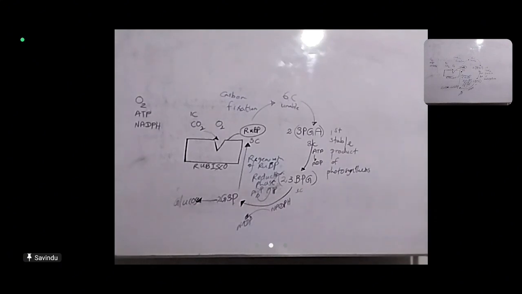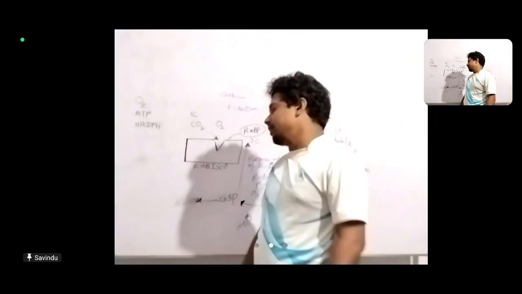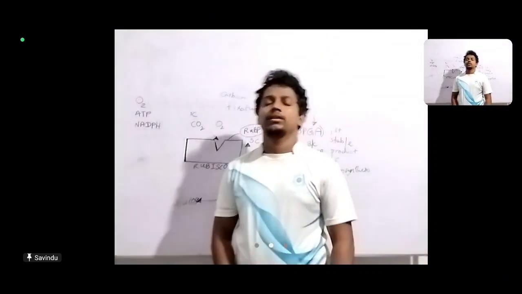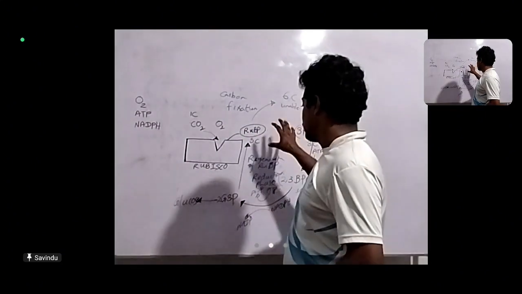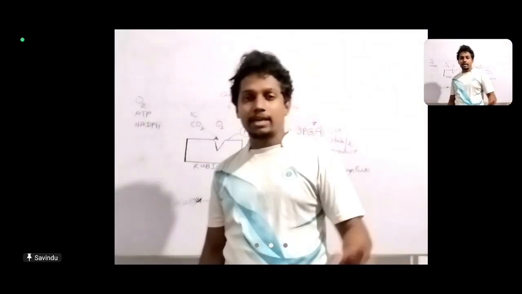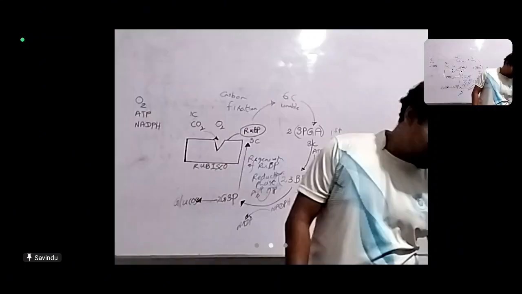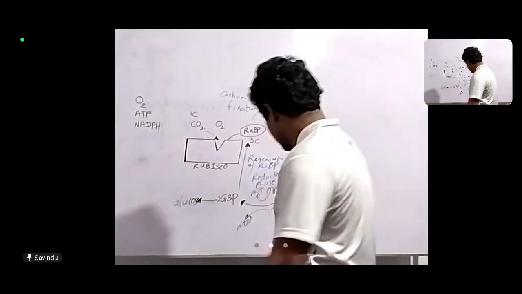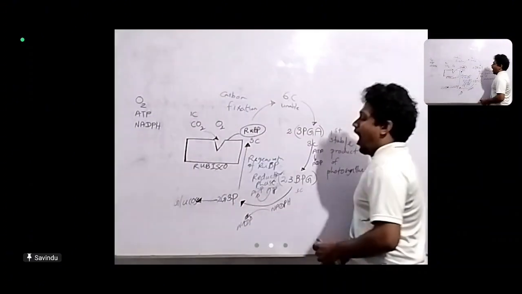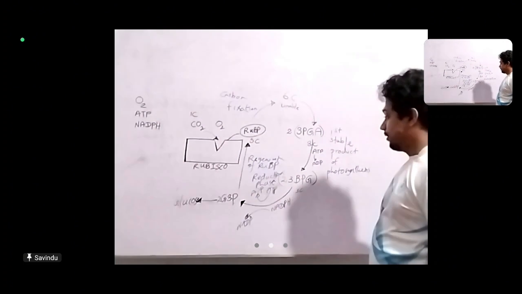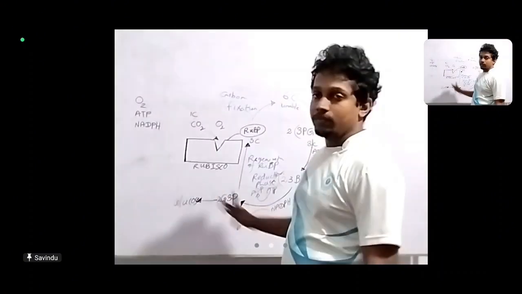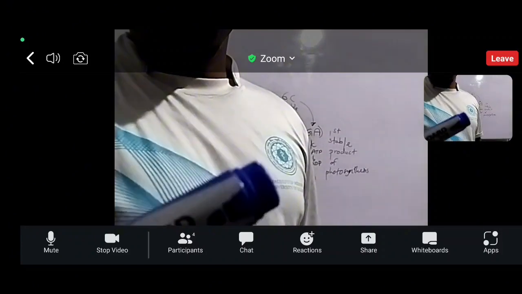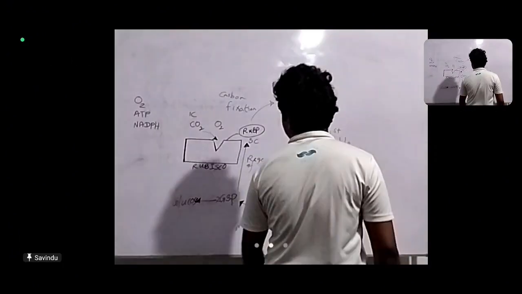In an essay examination, if the teacher asks you to describe the Calvin cycle, what you need to do is draw this diagram and then write it as a paragraph. I think paragraphs are better in exams. If you have any doubt, please tell me, I can look at the chat and answer your questions.